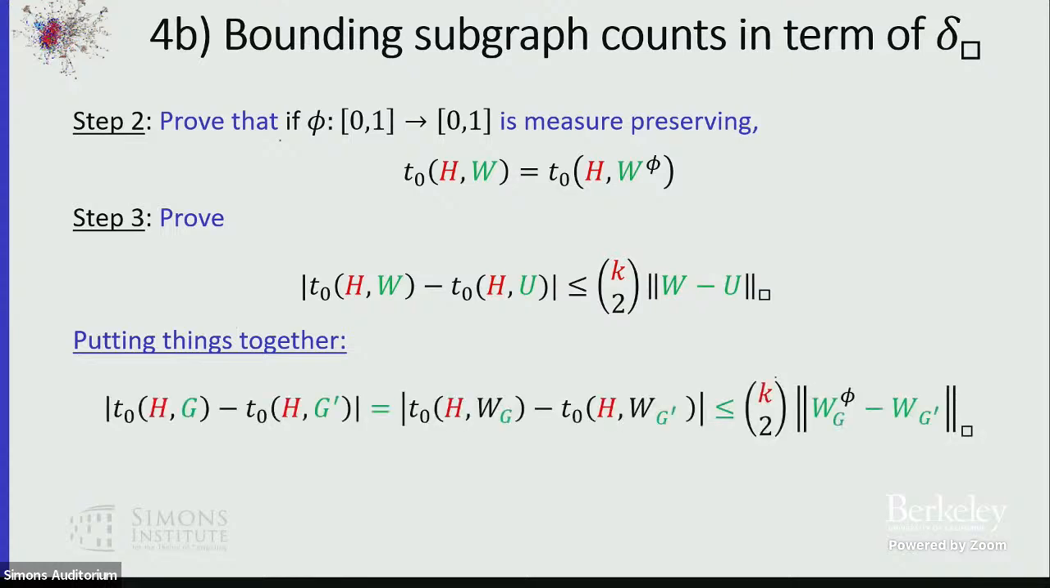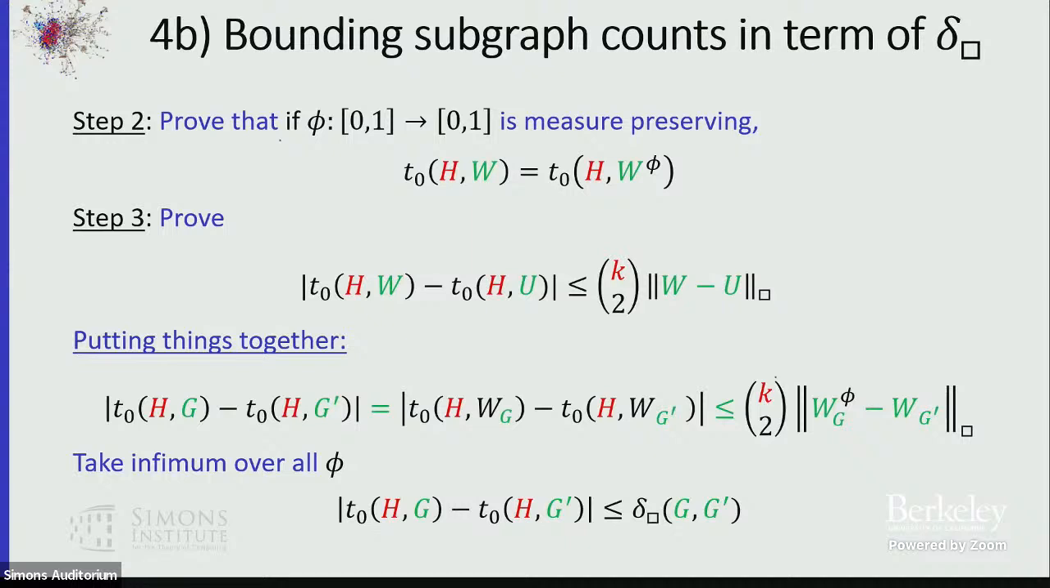Well, this difference is equal to the difference where you put the graphs G, which is equal if I replace W_G by W_G composed with phi. And then I use this bound, so I get this. And now I take the infimum over all phi.